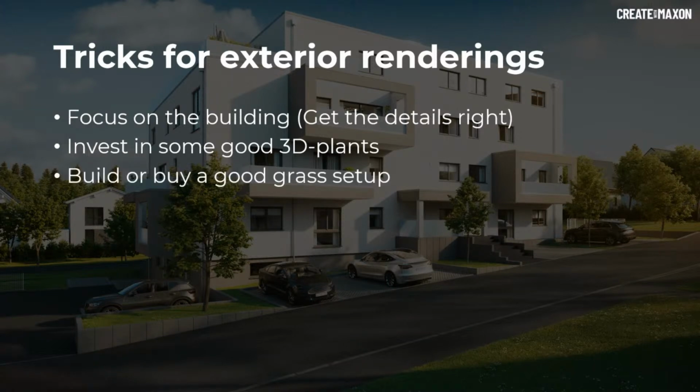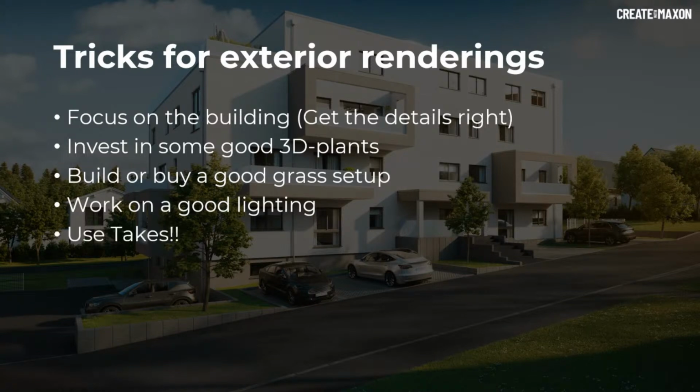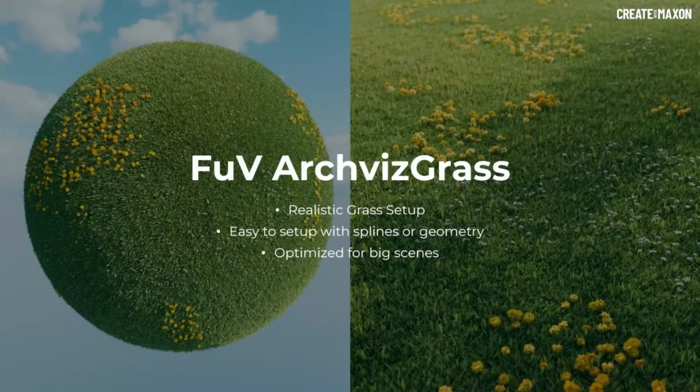You need a good grass setup. I will talk about this later because we have one. And work on a good lighting. Maybe we will talk about this shortly, because I think that's the most important part. When you see a bad looking image, it's mostly the lighting that is not really on spot. And add some subtle post effects, like I showed already, with some glow effects or some lens flare. That's always good.